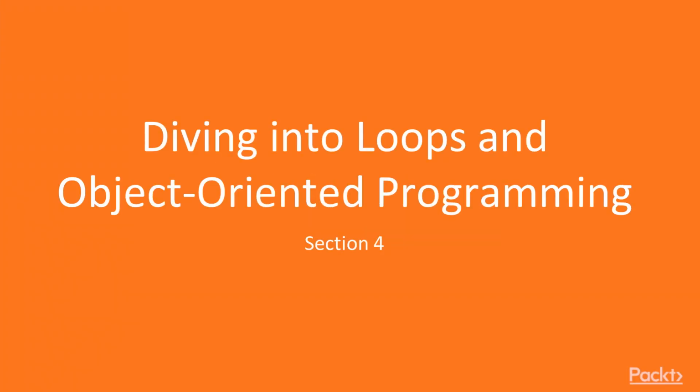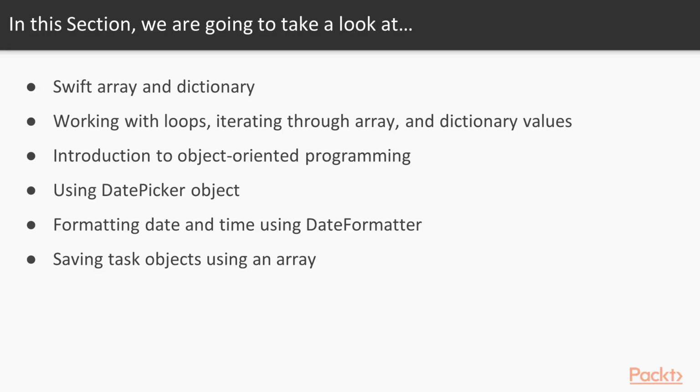Welcome to section 4 of the course, where we're going to be diving into loops and learning about object-oriented programming. In this section, we're going to take a look at Swift array and dictionary. We're going to learn how to work with loops, iterating through array and dictionary values. We're going to be introducing object-oriented programming. We're going to learn how to use the date picker object and how to format date and time. And finally, we're going to learn how to save task objects using an array.